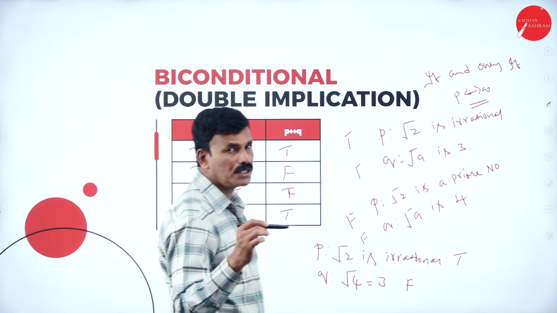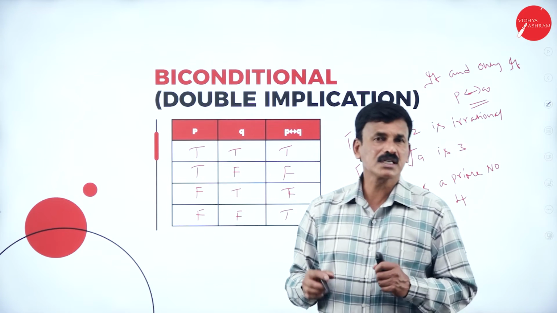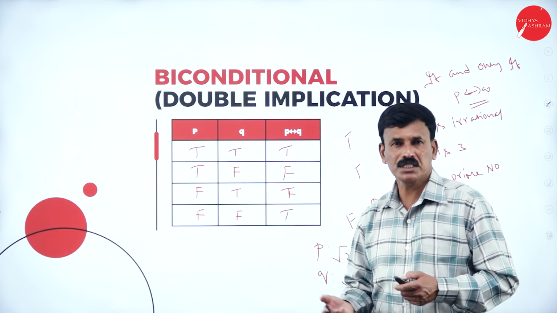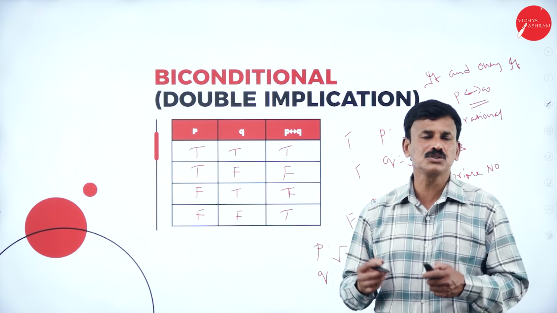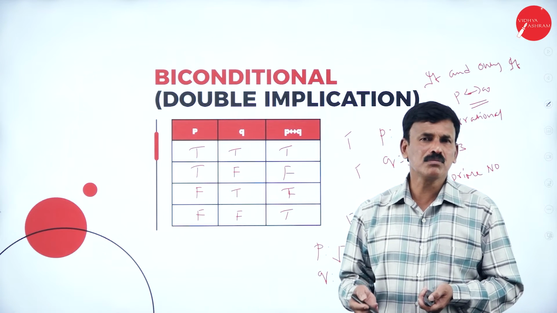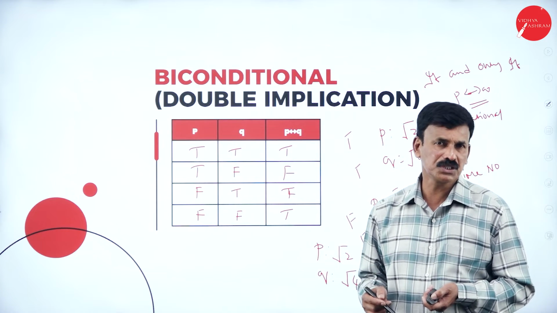Now, you got an idea regarding the truth values for conjunction, disjunction, negation, conditional and biconditional. Once you know how to write the truth table for these connectives, then you can solve any problem in this mathematical logic. That's it.